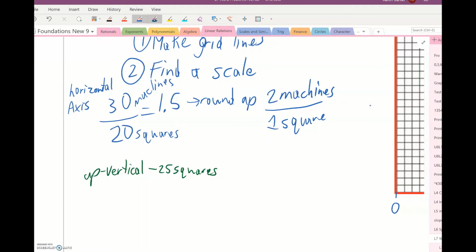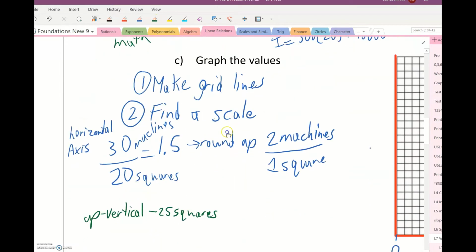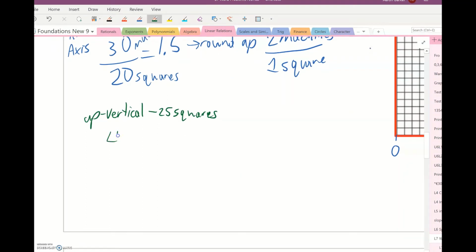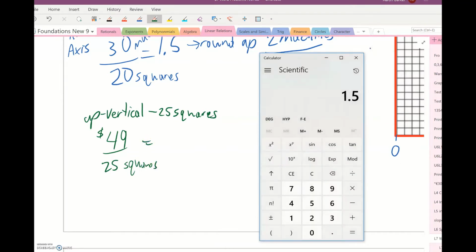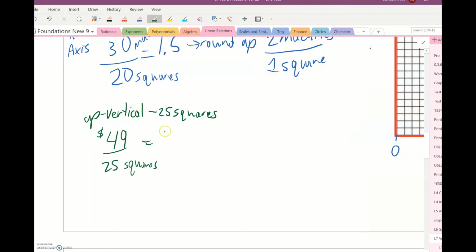Good. So according to 25 squares, we've got to go to 49. So 49 over 25 squares, and that's going to be dollars. We just simply divide 49 by 25, which is 1.96. So what should we round up to? We should go to 2 again. So $2,000 per 1 square.